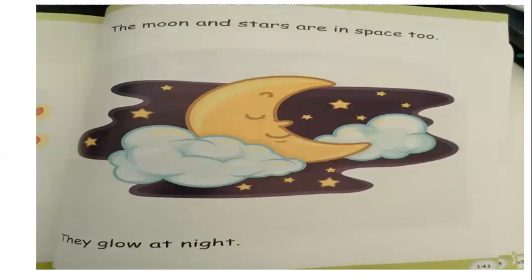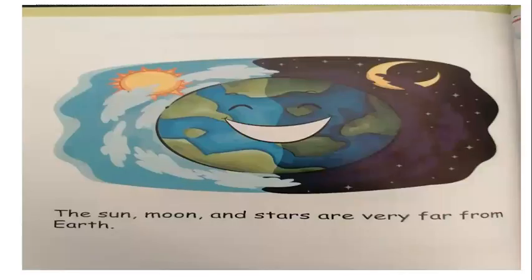We also learned that the moon and stars are in space too, right? They surround planet Earth also. The moon and stars, they glow at night. They shine at night. The sun, moon, and stars are very far away from Earth, and we will find all of these in space, isn't it? The planet Earth also lives in space. The sun is in space, the moon is in space, and the stars are also found in space.